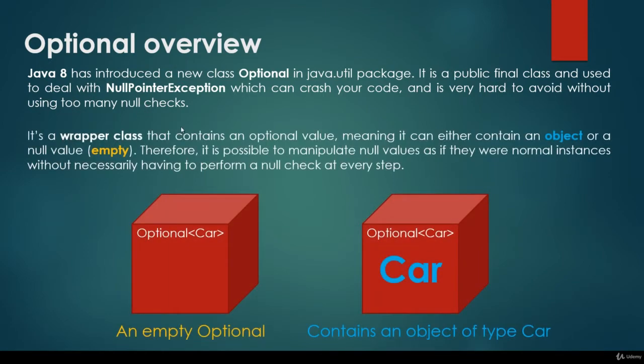So it is a wrapper class that contains an optional value, meaning it can either contain a given object or a null value or an empty value. Therefore, it is possible to manipulate null values as if they were normal instances without necessarily having to perform a null check at every single step. So the Optional<Car> may contain a null value, in which case it is called an empty Optional, or it may contain a given object. In this case, the Optional contains an object of type Car.